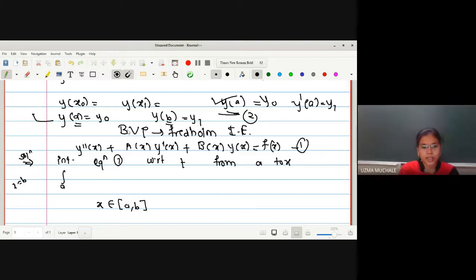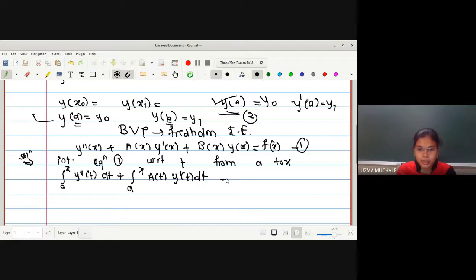Let us start now. Integrating within the limits a to x, and afterwards we'll substitute x equal to b. Integration a to x of y double dash of t dt plus integration a to x of a of t y dash of t dt plus integration of b of t y of t dt is equal to integration of f of t dt.